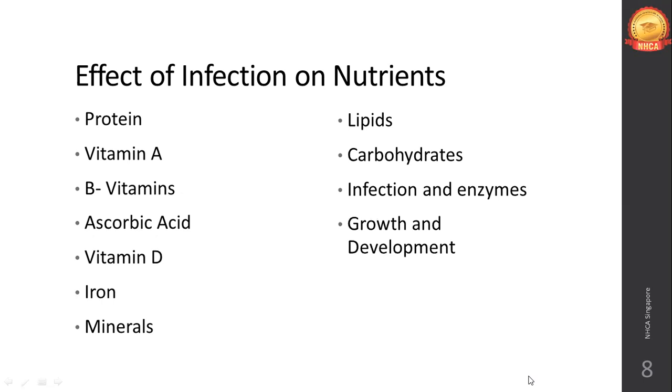Growth and development: kids who have a history of regular infection during their early growing years will have their growth and development affected as compared to their peers. Some situations could lead to growth retardation as well.